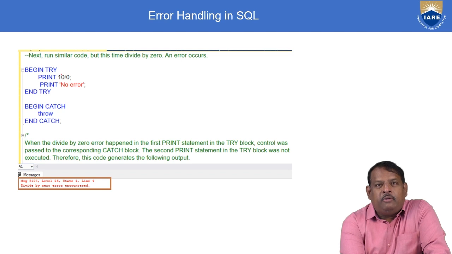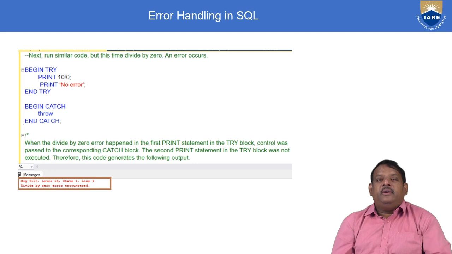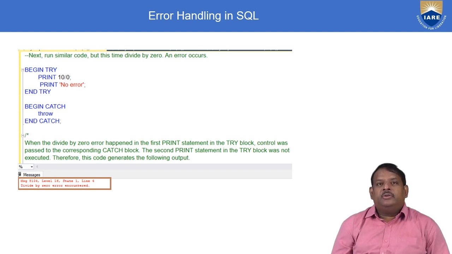We'll see one more example of how to throw the error. So begin try, and end try. You write your logic in the try block. So in the try block, I have begin try, and end try.